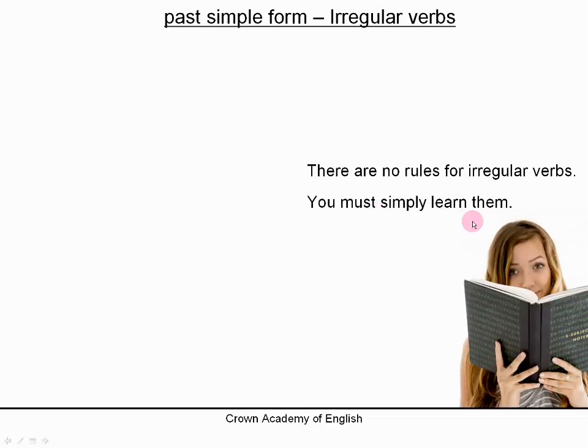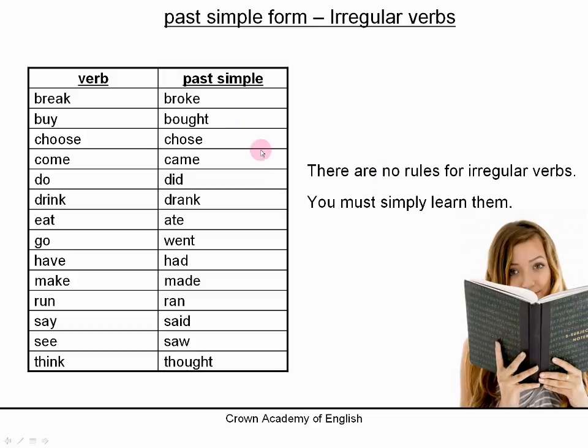You just have to learn them, I'm afraid. There are no rules. You just have to learn irregular verbs and the form of the past simple. So here is a list of some very common irregular verbs. So very quickly, for the pronunciation, break, this column is the infinitive, and this is the past simple form.